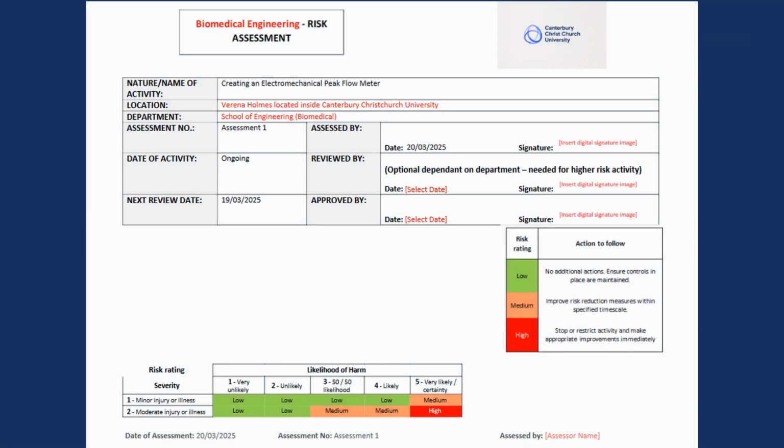So, what is the purpose of this risk assessment? The purpose of this risk assessment is to systematically identify potential risks that users may encounter when interacting with our device. These risks include physical hazards, operational errors, and environmental factors. By addressing these risks early, we aim to enhance device safety and reliability.